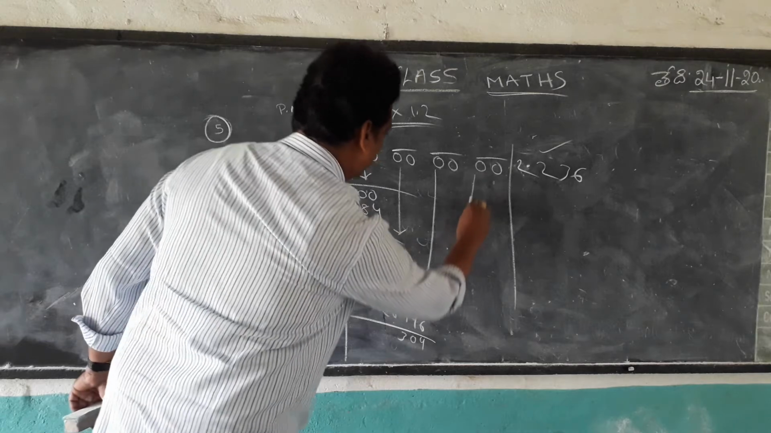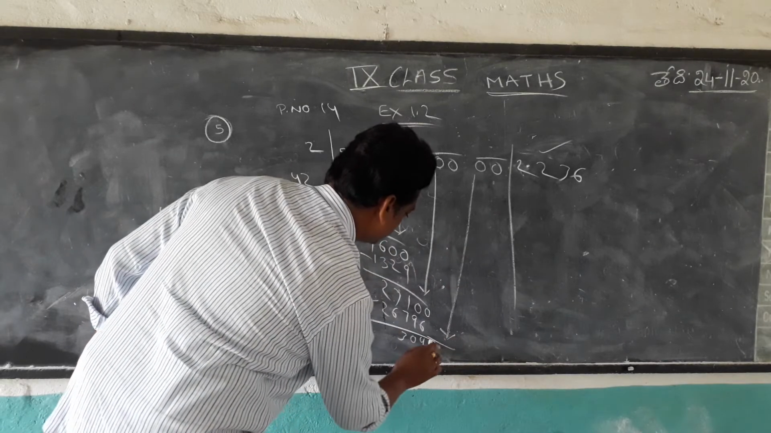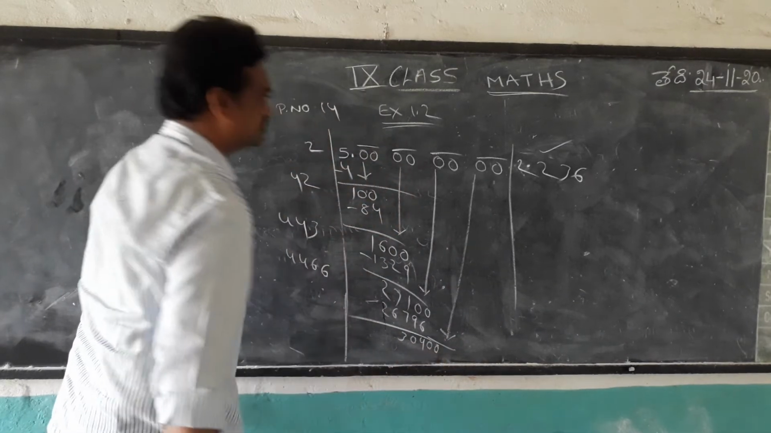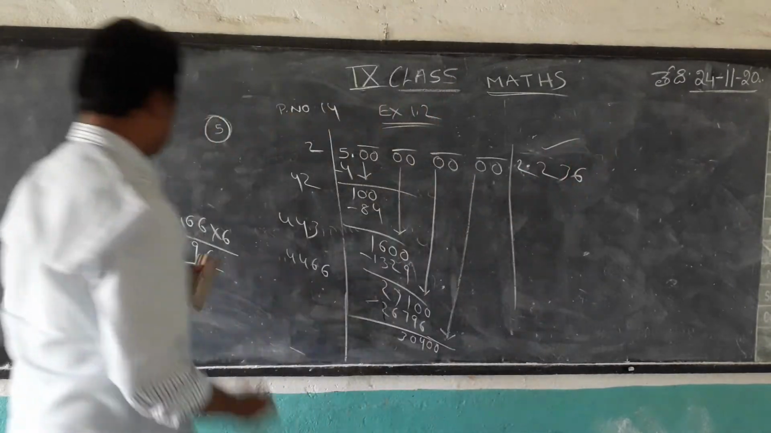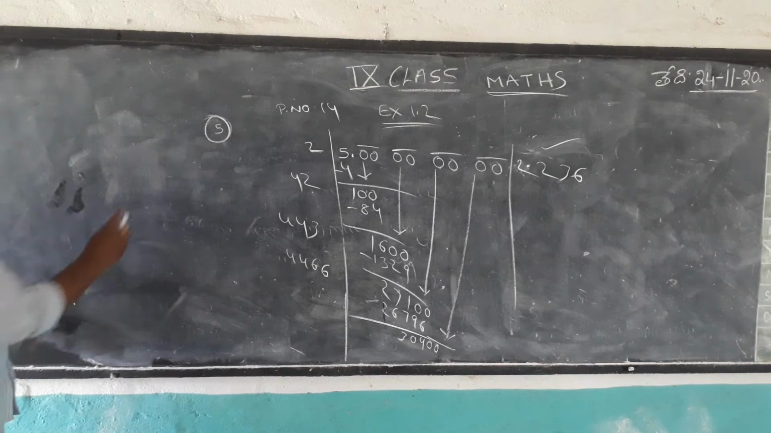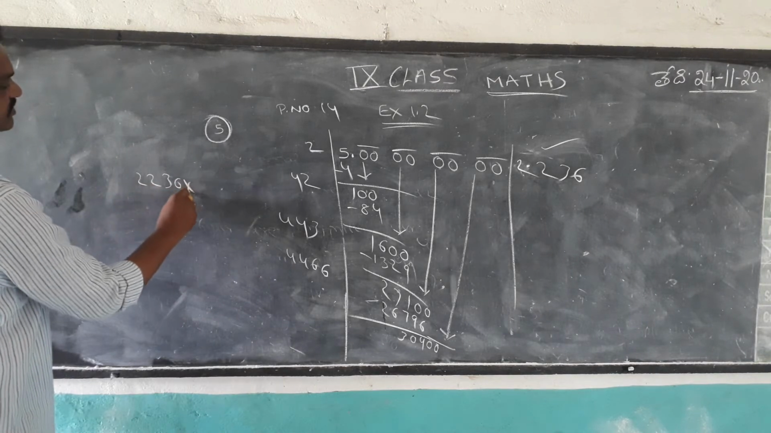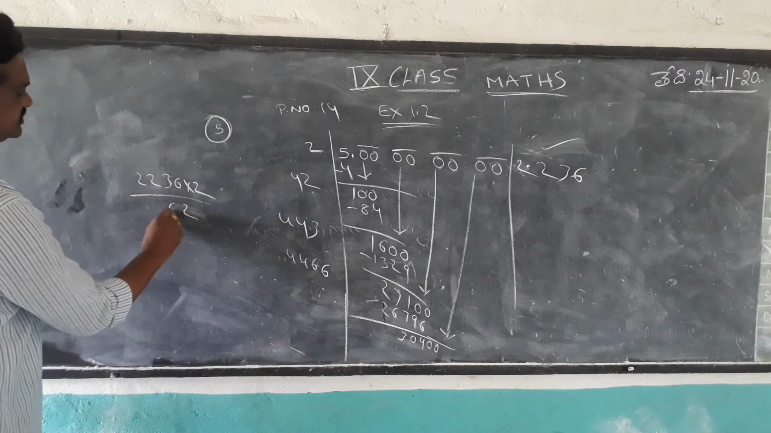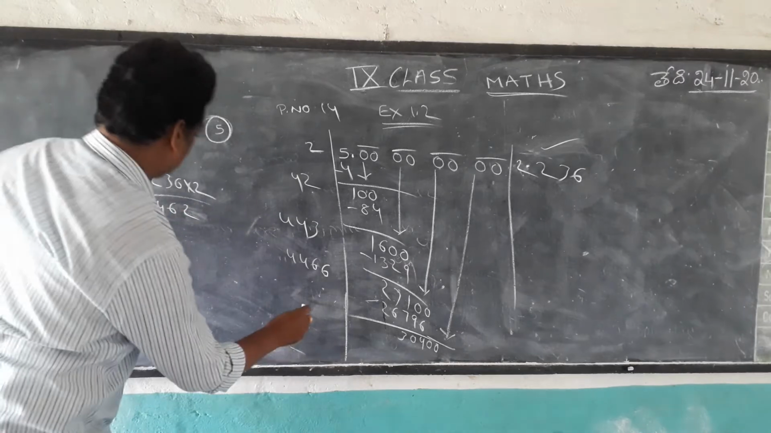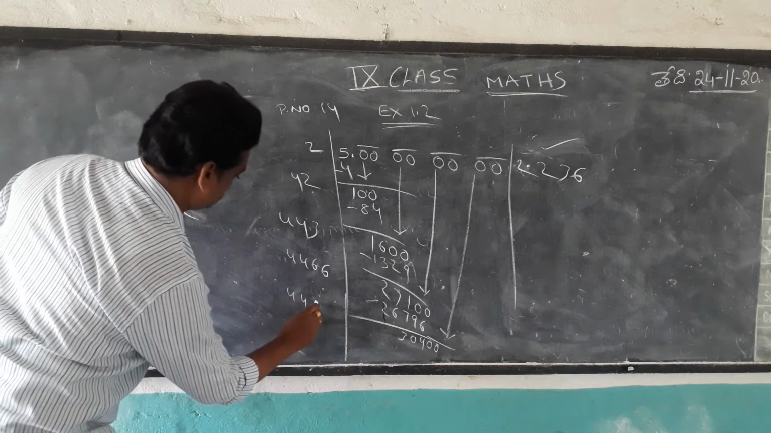Next you have to write another bar. Bar means 2 zeros. Next, double of this number. 2236 double. 2 6s are 12. 2 3s are 6. 2 2s are 4. 2 2s are 4. 4462.